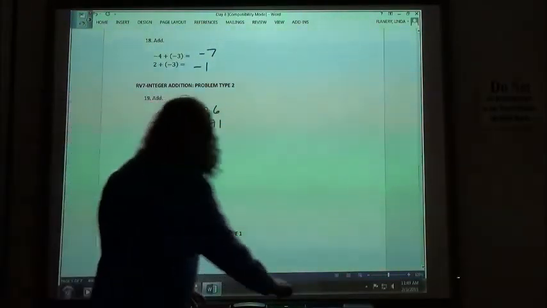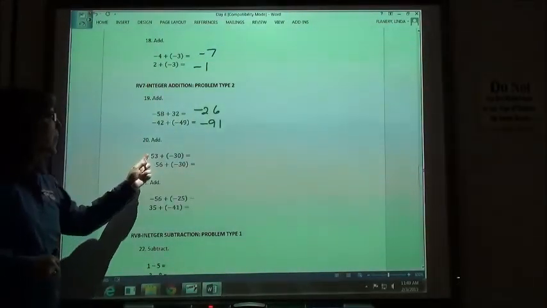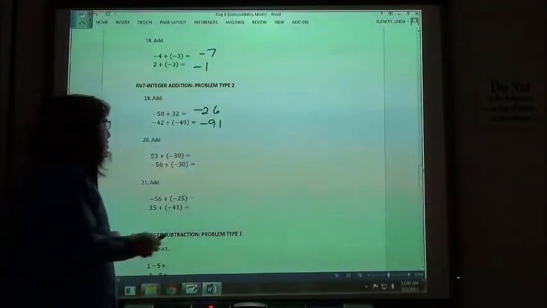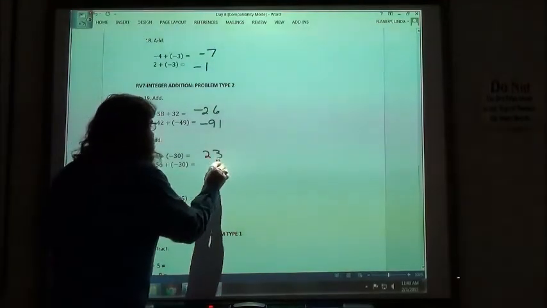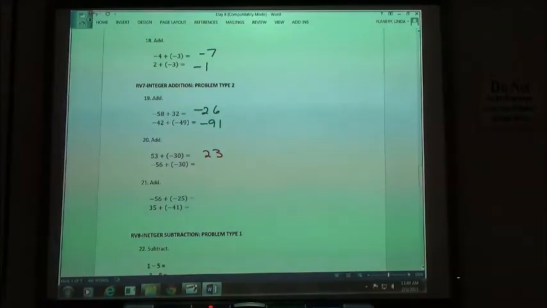Number 20. 53 plus a negative 30. One is positive, one is negative. My rule is to subtract and take the sign of the larger. 53 minus 30 would be 23. The bigger one is positive, so my answer is positive. 53 plus negative 30 is positive 23.